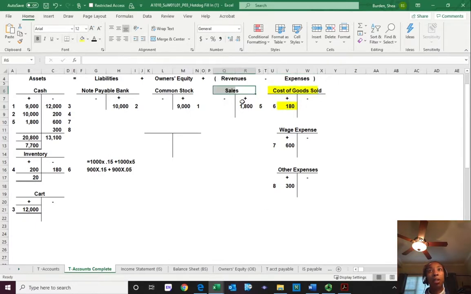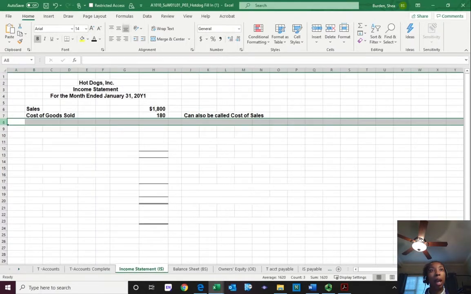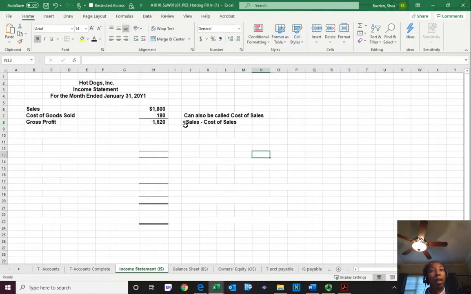So we have now 180 from the cost of goods sold T account. We have the sales T account used, which is $1,800. Then you're going to go to the income statement and create a line called gross profit. That is calculated by taking sales minus cost of goods sold, also called cost of sales. So sales minus that cost of goods sold, or if you have it labeled cost of sales, you're going to want to subtract that. And that is how this number is calculated.